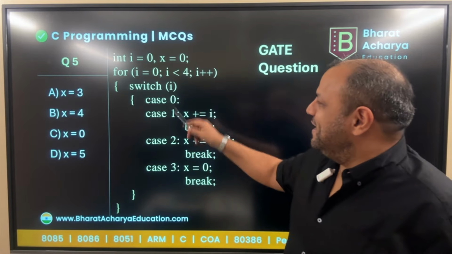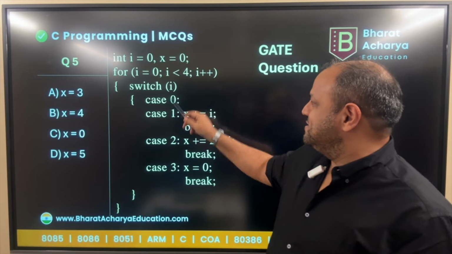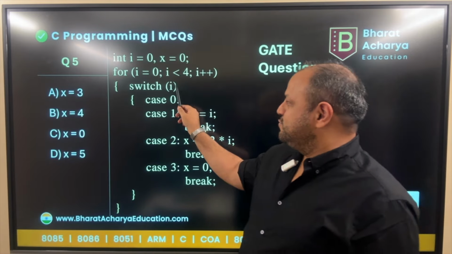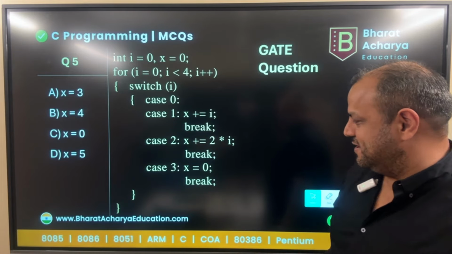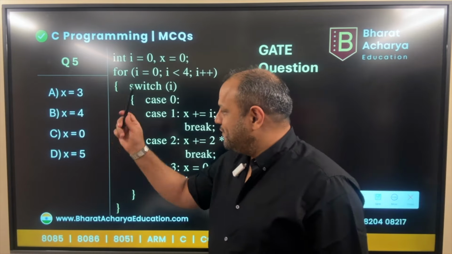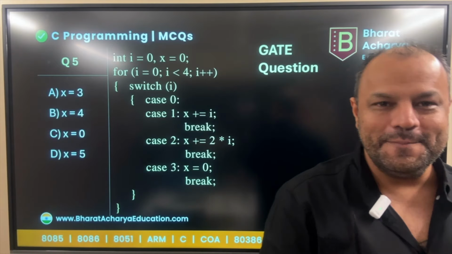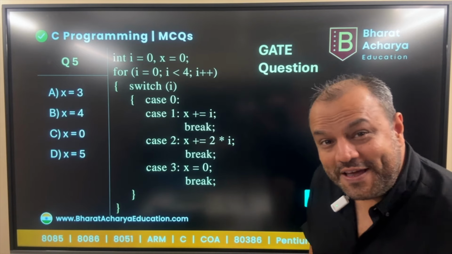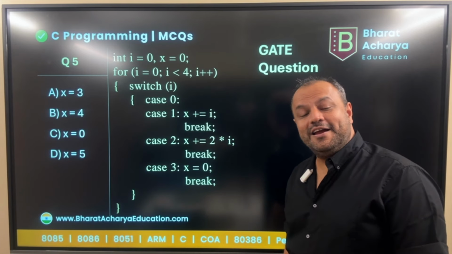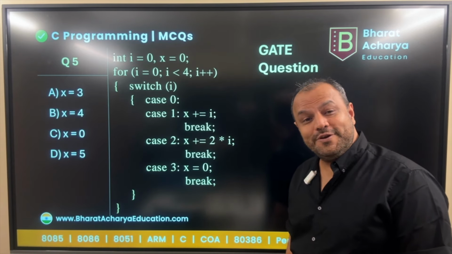i is 0, x is 0, i is 0, i less than 4, i plus plus, switch i, case 0, case 1, case 2, case 3. What is the final value of x? Pause the video. Get this answer right. It's again a very recent GATE question. Get this answer right. If you get it right, you feel so confident.